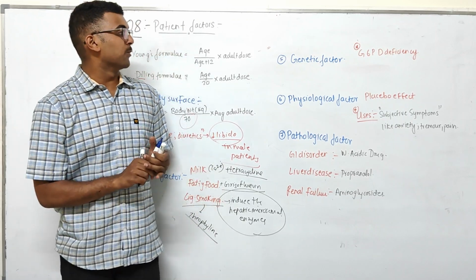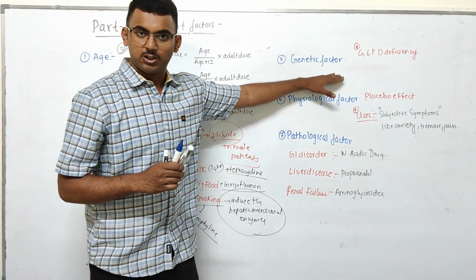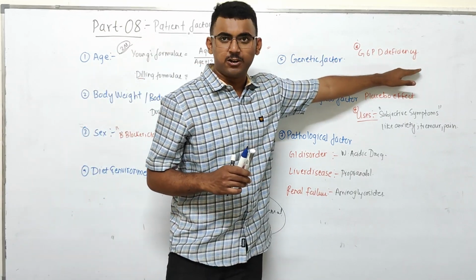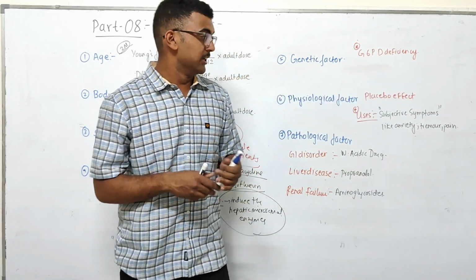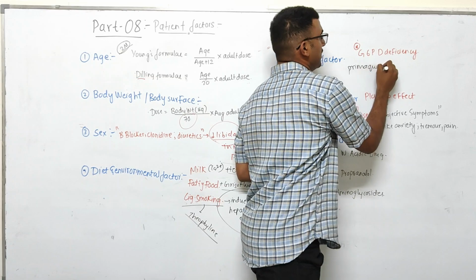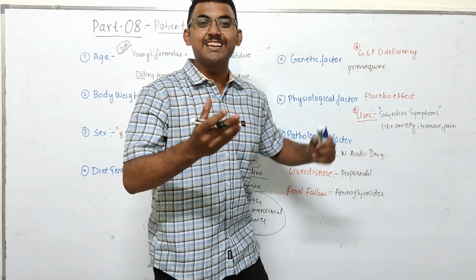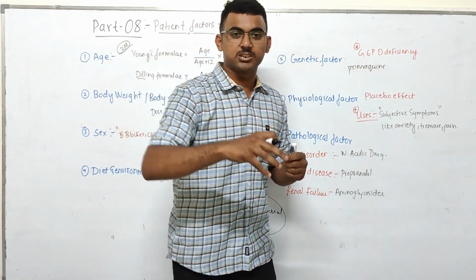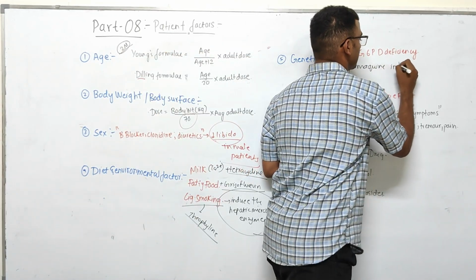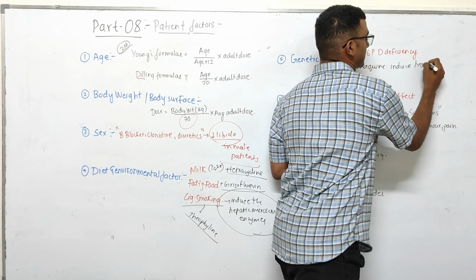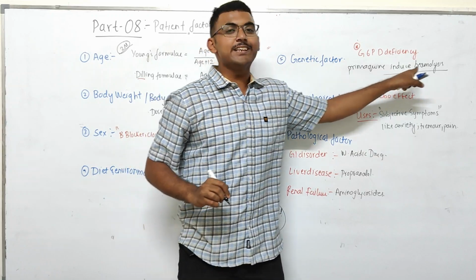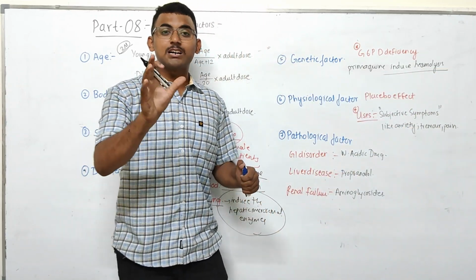Okay, now next I will talk about the genetic factor. Already we have discussed the genetic factor, G6PD deficiency, if you have understood, right? An example of such drugs is primaquine. So the patient who has this G6PD enzyme deficiency, if you administer a drug like primaquine, then what is going to happen? It is going to induce hemolysis, and this is called primaquine-induced hemolysis. Okay, so these are the genetic factors.